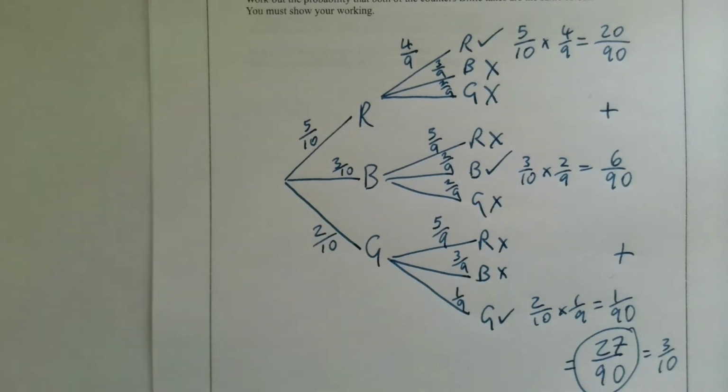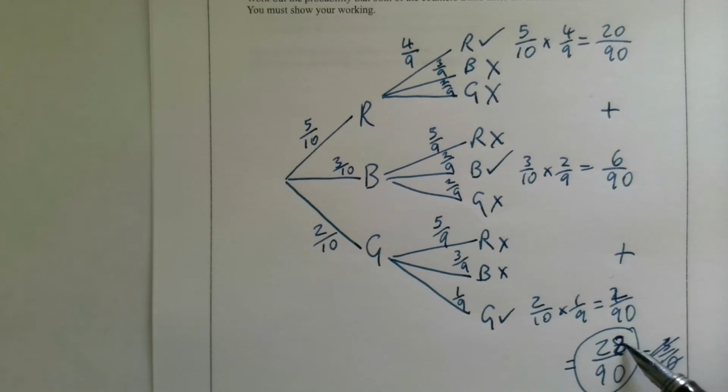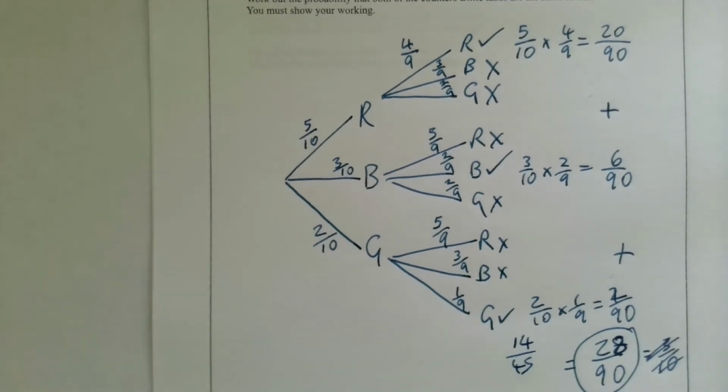Except something does matter, doesn't it? Because 2 times 1 isn't 1, it's 2. So that would be 28 out of 90, so it wouldn't simplify to 3/10. It would simplify to 14 over 45 for what it's worth. But yeah, it should be 28 out of 90. Any little mistakes like that, you only lose 1 mark for.